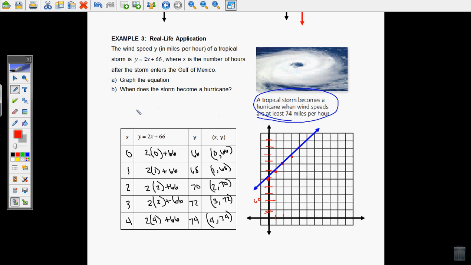Part B asks, when does the storm become a hurricane? So when is it at or above 74 miles an hour? Well, after 4 hours it was at 74 miles an hour, so it looks like anytime after 4 hours. Very good. As long as we're all okay with that, I think I'm ready to end for today.